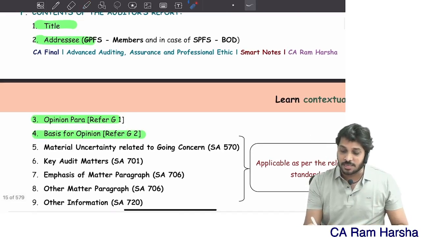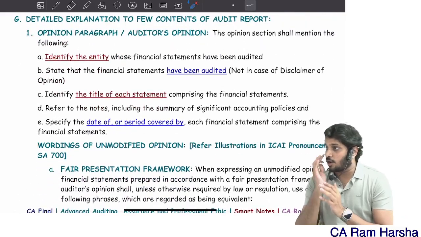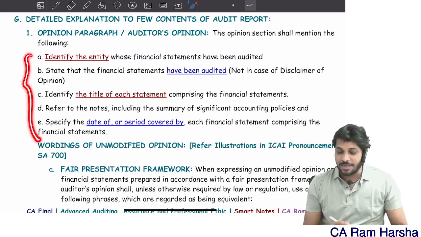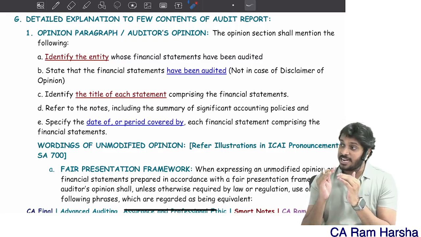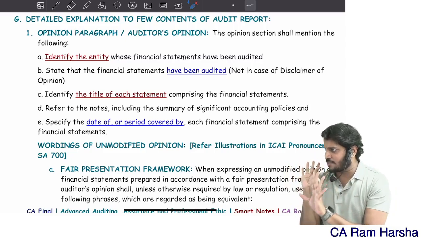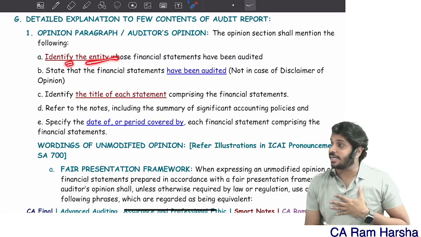Now in exam, sometimes I'll ask you, what are the contents of opinion section? They'll give you that in exam. Generally opinion drafting is different. What opinion section contains is different. Drafting part we have seen. What actual opinion section says, it identifies the entity.